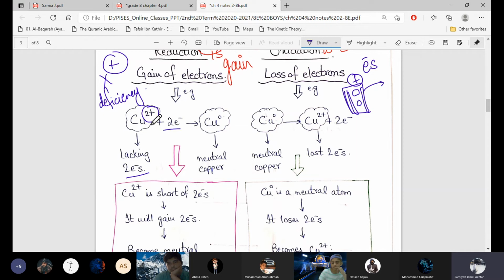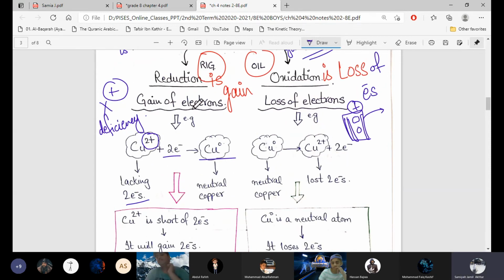So it will take the 2 electrons. If it takes 2 electrons and becomes neutral copper, copper 0, it's reduction. Reduction is going on here because reduction is a gain of electrons. When it gains 2 electrons to complete itself, it's reduction, and we say that copper 2 plus is reduced. Did you get it? Yes, ma'am.